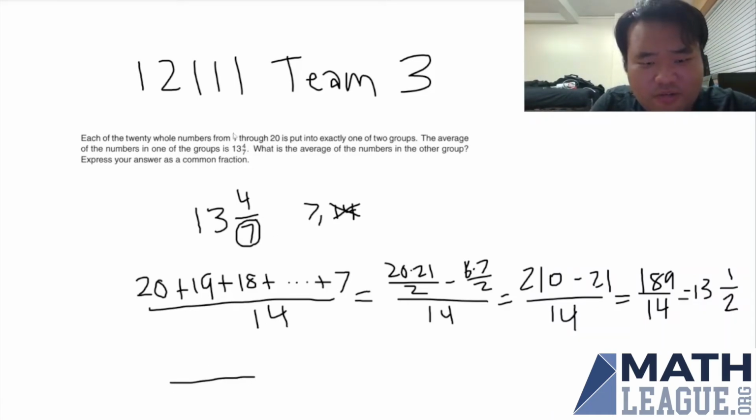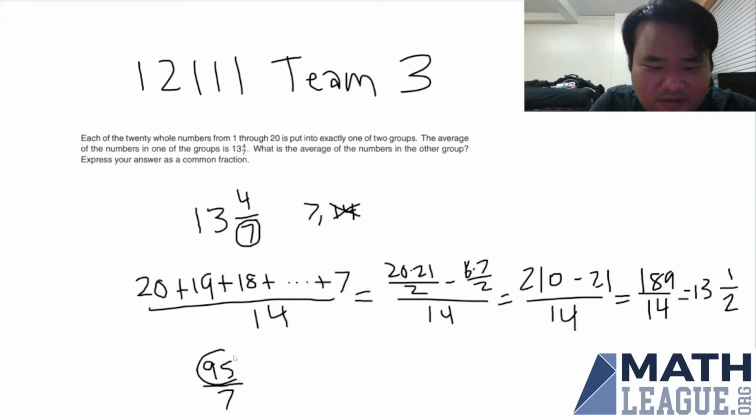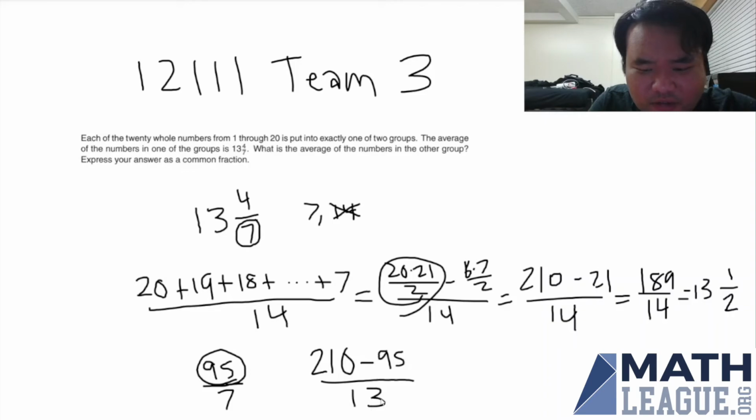If the average of the numbers in this group is 13 and 4/7, then we can express this as an improper fraction, and we get 95/7, which means that the sum of the numbers in this group is 95. This means that the sum of the numbers in the other group is 20 times 21 over 2, which is 210, minus 95. And there must be 13 elements in the other group. This gives us the answer 115 over 13.